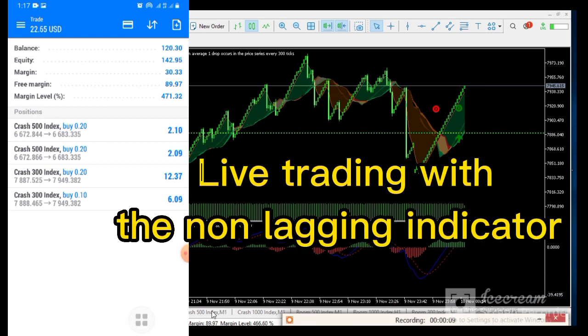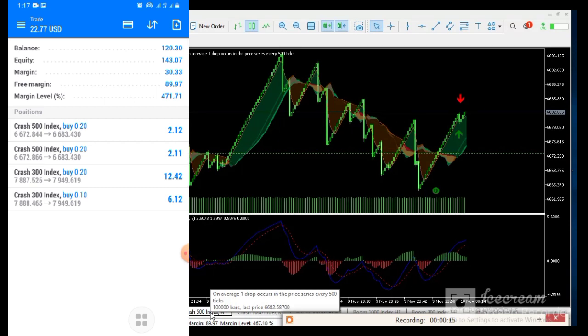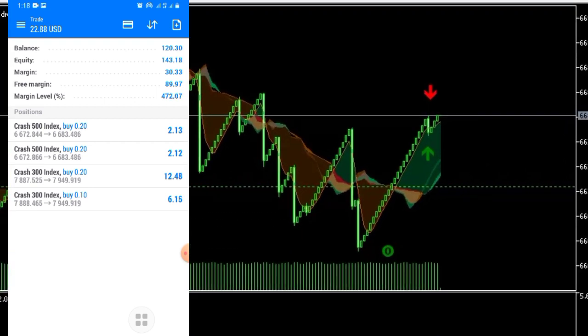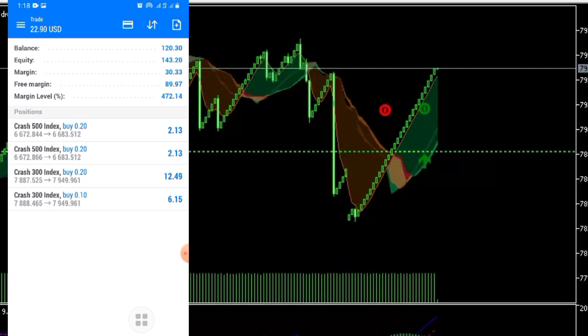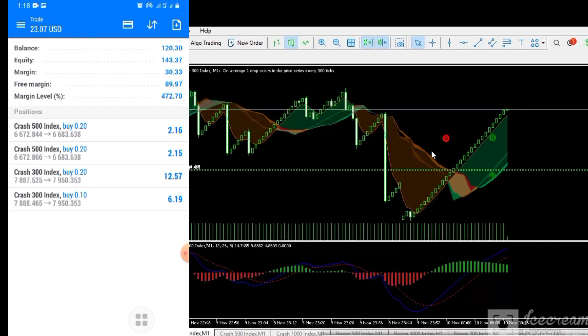Today we are doing another live trading with the new crazy indicator, a non-lagging, non-repainting indicator. We are on different types of trade: Crash 500 and Crash 300, using the crazy Boom and Crash indicators. This is a non-repainting indicator. You can see our trade right here.